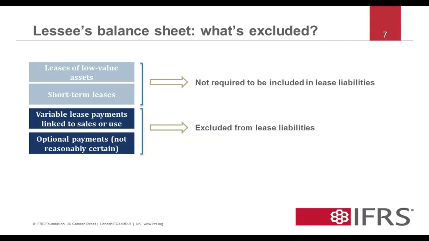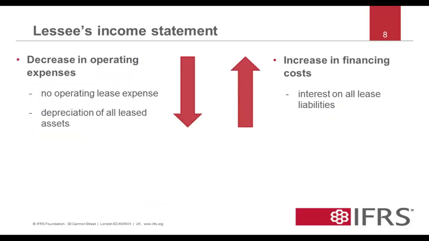Moving on to a lessee's income statement. As Catherine mentioned earlier, IFRS 16 will result in a decrease in operating expenses and in an increase in finance cost. This is because the previous rental expenses for operating leases will now be replaced by a depreciation charge on the lease asset and interest on the lease liability. Consistent with the interest charge on other financial liabilities, interest relating to a lease will decrease over the life of the lease as lease payments are made.